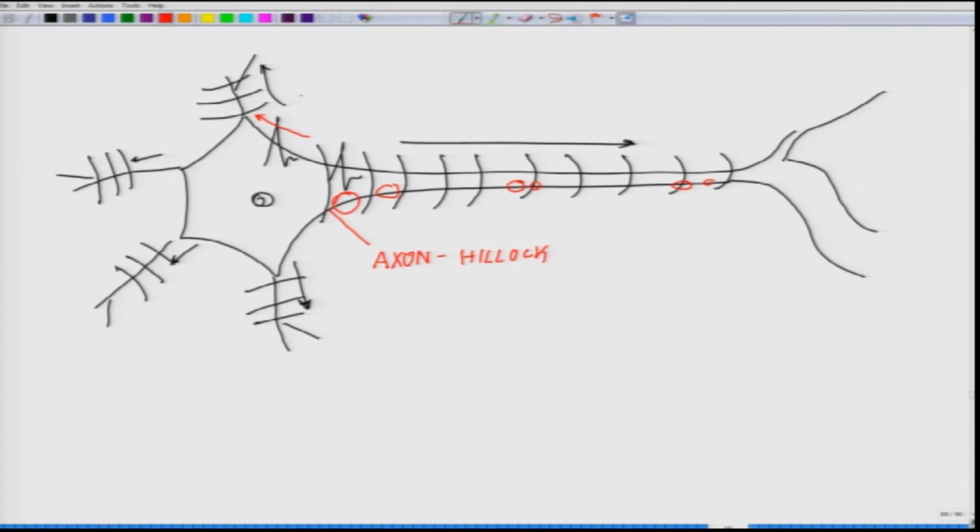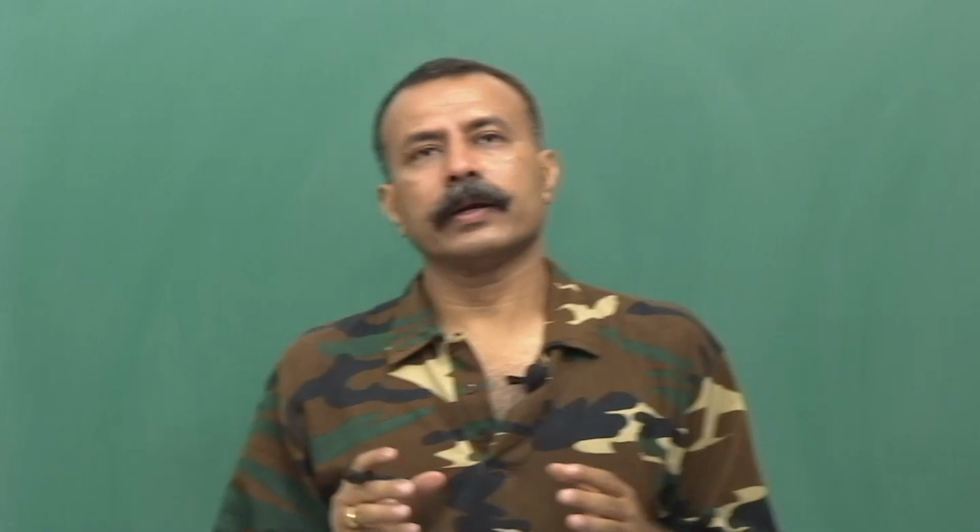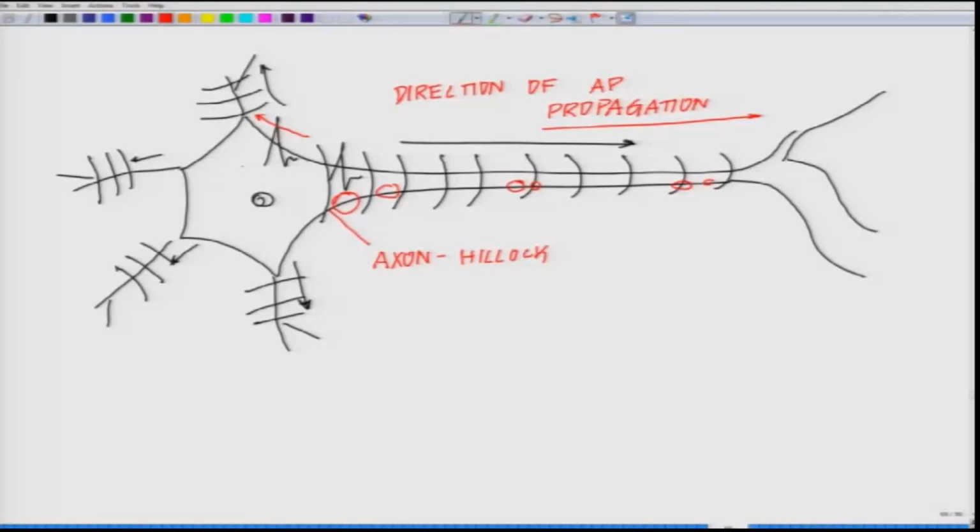Here, I am almost about to close this class. Let me tell you, the direction of action potential propagation is along the axon, but mind it, this does not rule out that it can travel in the reverse direction. That travel is just not really significant.